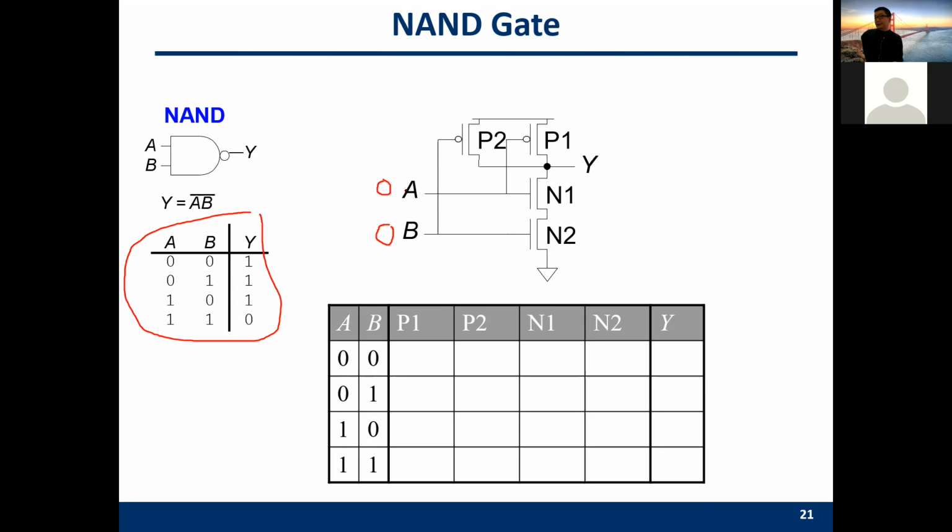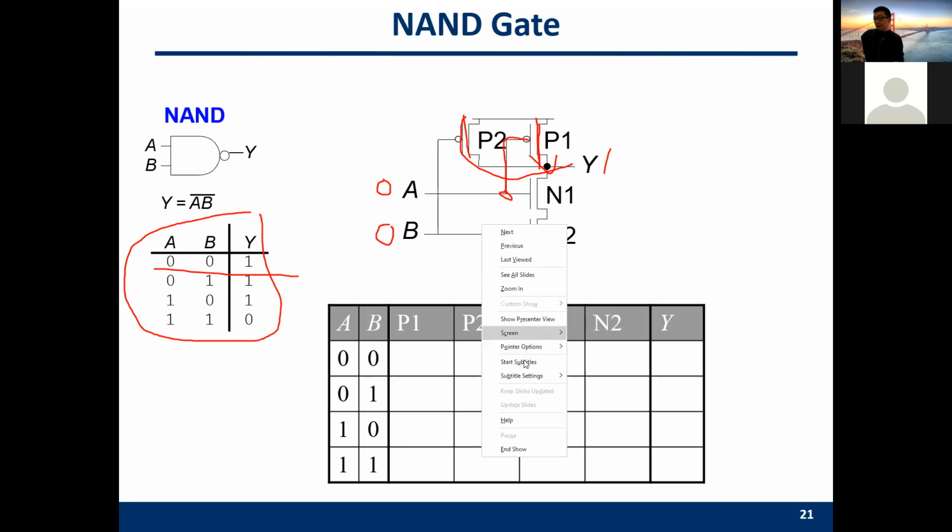But when A is 0, this one is closed. When B is a 0, this one is closed. So both paths here can pass through the 1 to Y. So Y is 1. Yes, based on the truth table, Y is 1.